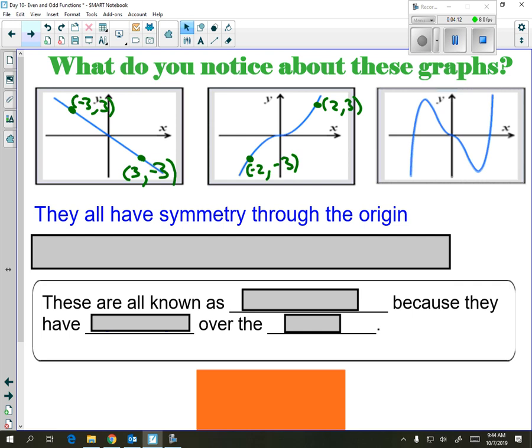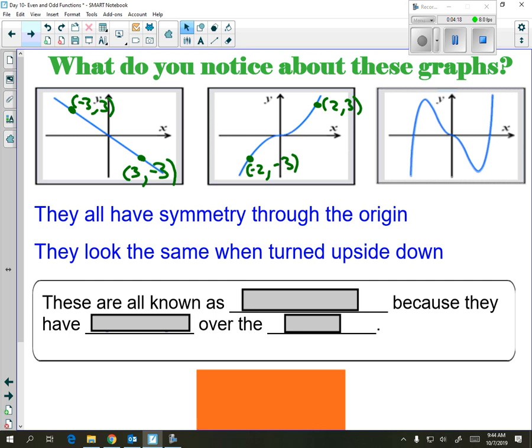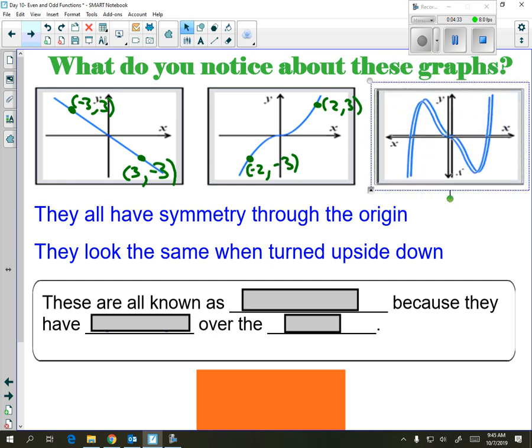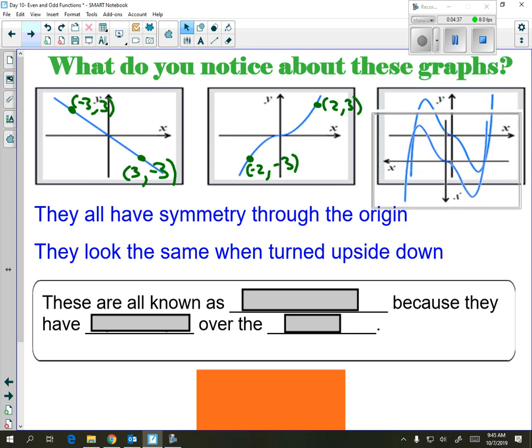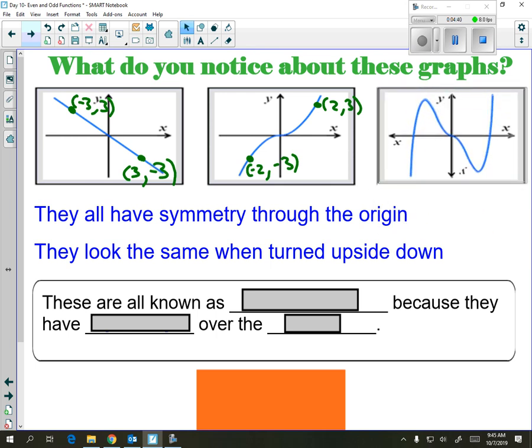If you're still having trouble seeing this, a very easy way to tell if something has symmetry through the origin is if they look the same when turned upside down. So if you look at these three graphs upside down, they will look the exact same way. For example, this one. When I turn it upside down, we see the same image, right? And when you overlap it, it falls in the exact same spot on the XY axis.